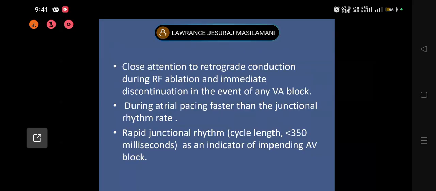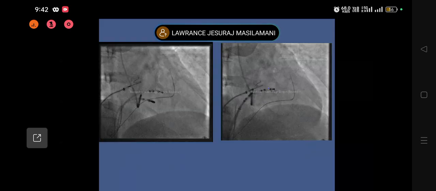Close attention to the retrograde conduction is very important. I told you about pacing the atrium: when you have an AV block, VA block even at a very low energy, that means some patients can have a persistent VA block which may not allow you to give a good ablation. There you can use AV pacing. Rapid junctional rhythms with cycle length less than 350 is a strict no. You don't allow this because there is an impending AV block which is going to come in.